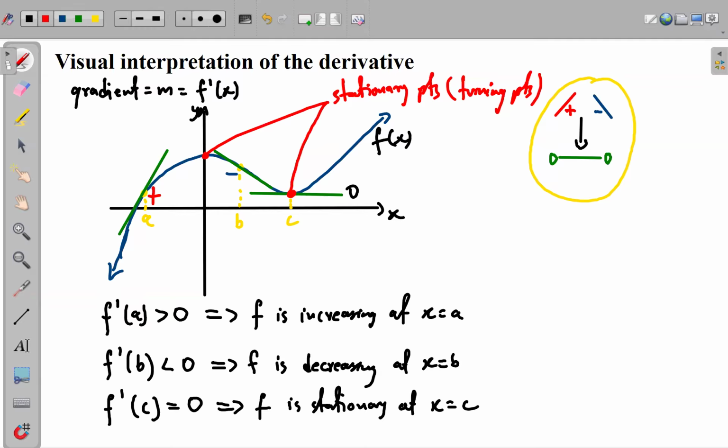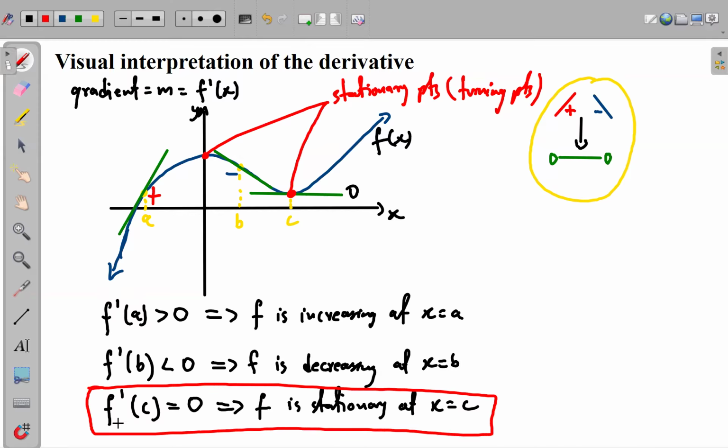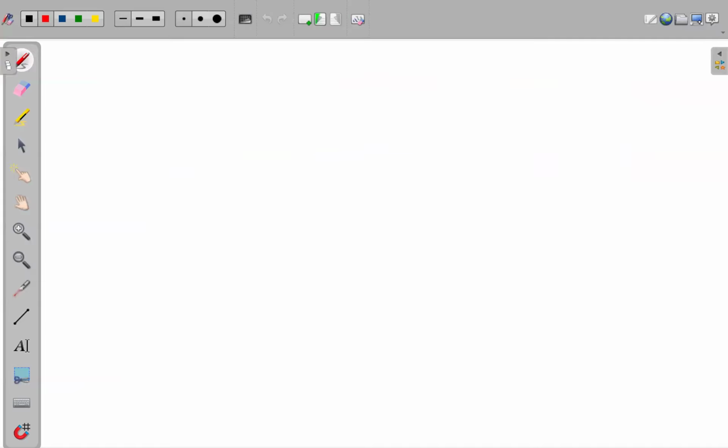How do you find stationary points? I've actually given you a hint right here. To find the stationary points, it means that we must make the gradient, the derivative, equal to zero, then we solve for x. This tool is very important. It is even applicable for the parabola, the quadratic function. This is a very universal principle.